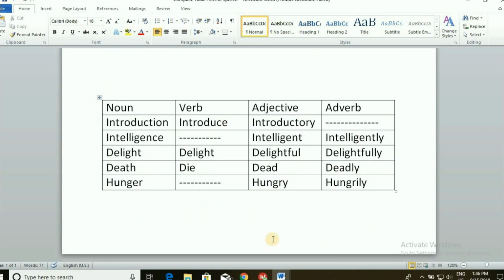So here are your answers. We can see there are 3 blank spaces here, here, and here. So introduction becomes introduce, of course, and the adjective form is introductory. You can often see adjectives taking the O-R-Y ending. Likewise, you often see nouns ending in T-I-O-N. This is a good way of recognizing parts of speech.